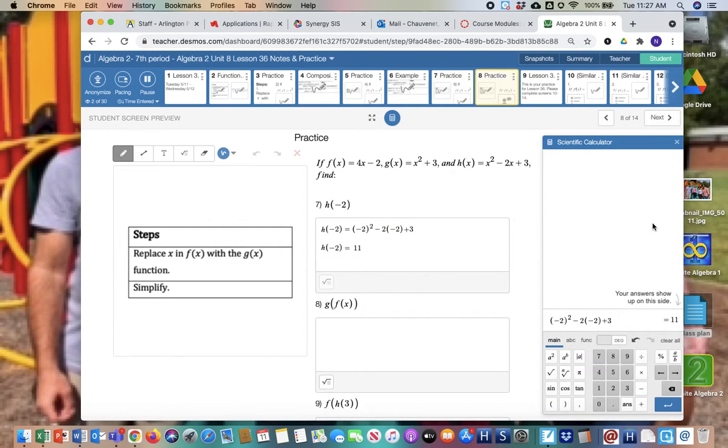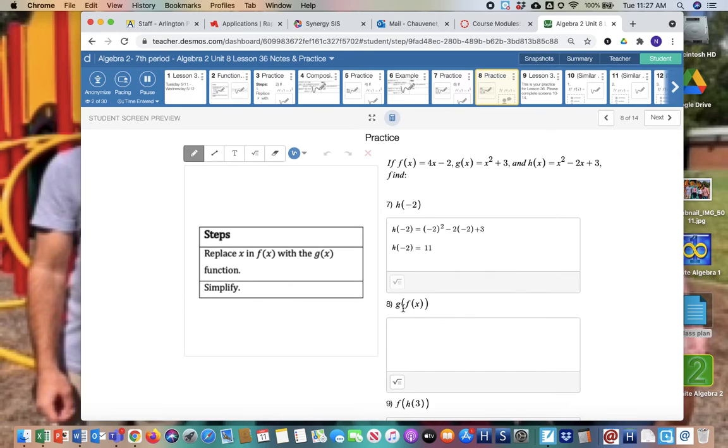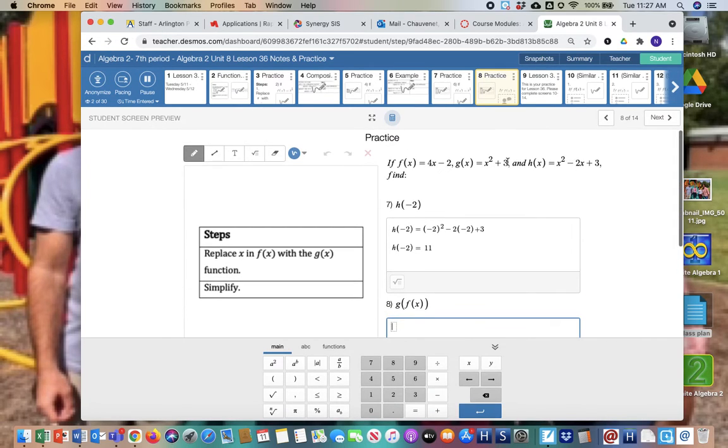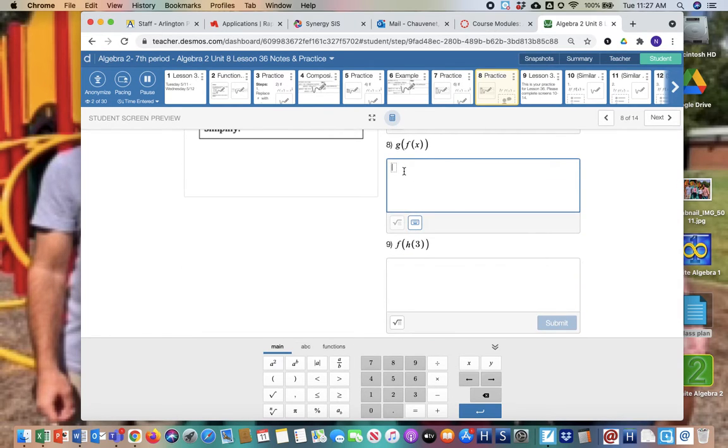Okay, g of f of x. We don't need a calculator here really because you're not going to get a numerical answer. Like here we got a number answer because we had a number to put in for the variable. Here we're going to put in another equation. So I'm going to start with the g of x equation here. My g of x equation is x squared plus 3. So g of x equals x squared plus 3.